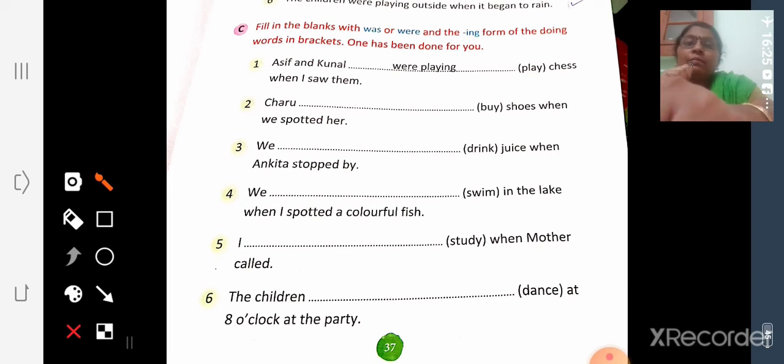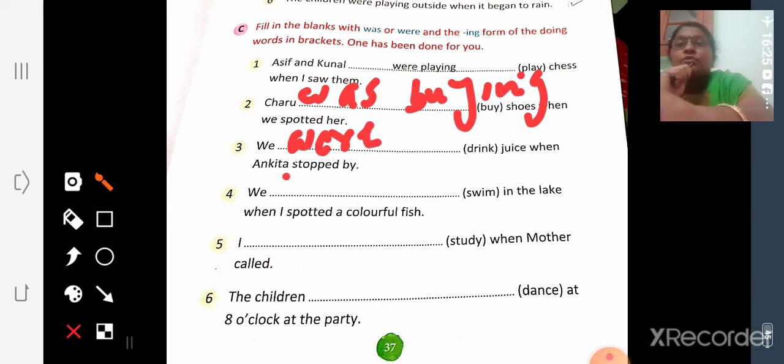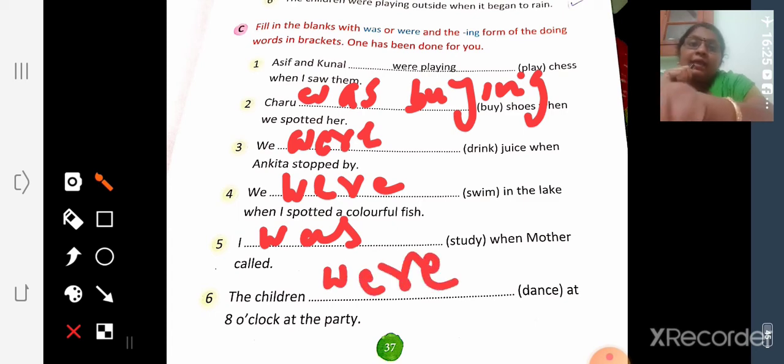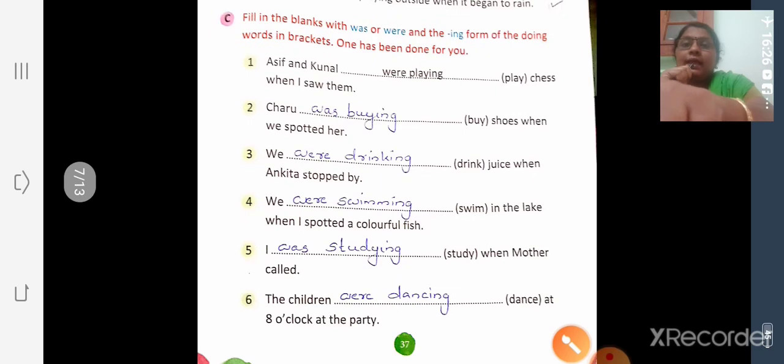Then fill in the blanks with was or were and the ing form of the doing words. Asif and Kunal were playing. Asif and Kunal, plural subject, so were. Then Charu was buying shoes when we spotted her. Charu is singular, so was. We were drinking juice. We were swimming. I was studying. The children were dancing. So this is the answer.